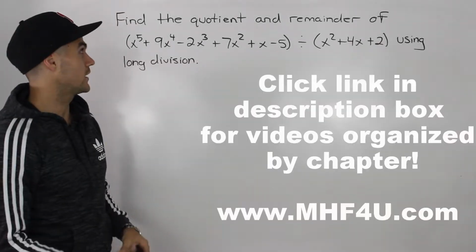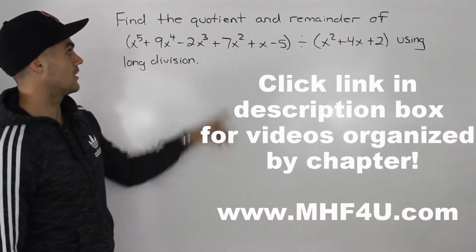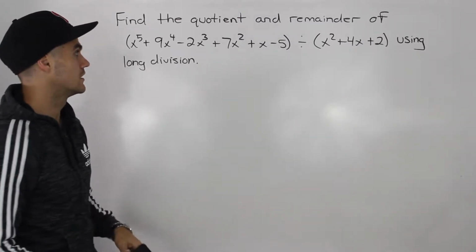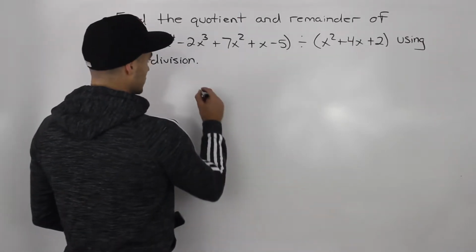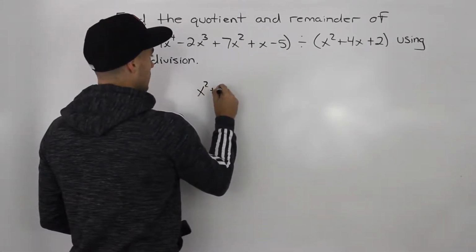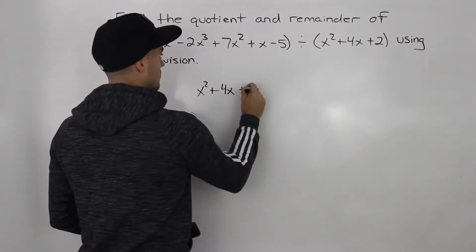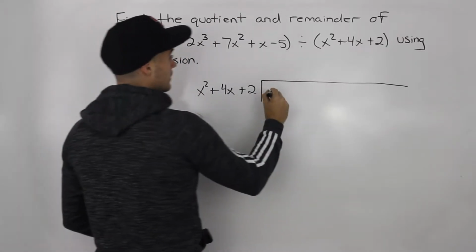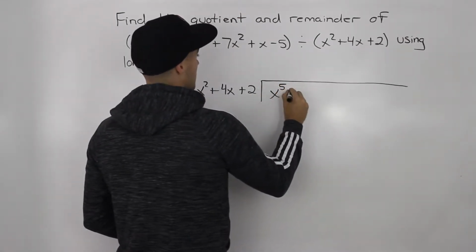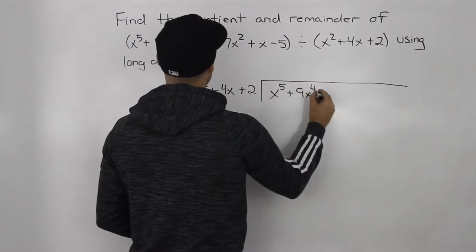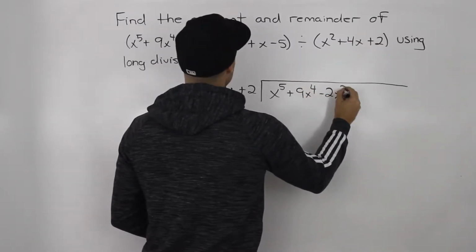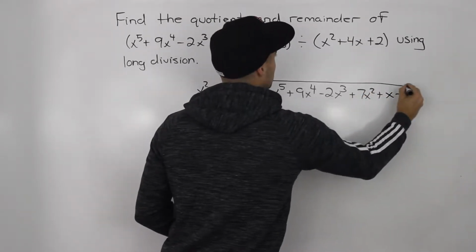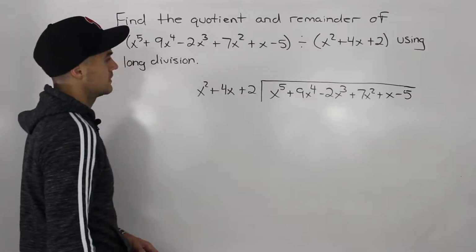In this question, we have to find the quotient and remainder of this division, the division of two polynomials using long division. So let's put this in long division form. Basically we would take our divisor, and then over here would be our dividend. So this big quintic function, x to the 5 plus 9x to the 4 minus 2x cubed plus 7x squared plus x minus 5. So pretty large function that we are dealing with.